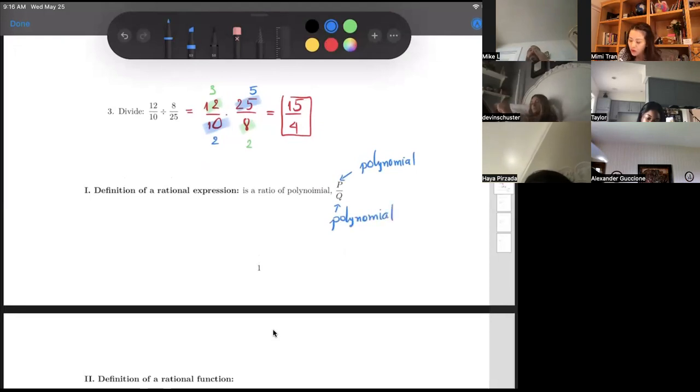Now, let me ask you a question. P is a polynomial, Q is a polynomial, but then Q must not be equal to what? This is something special about Q, because in the bottom, it's in the denominator. So what is the extra restriction I have to set for Q? Just use your common sense. Is there anything else I should say about Q?